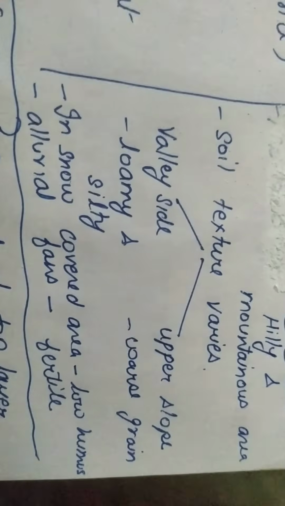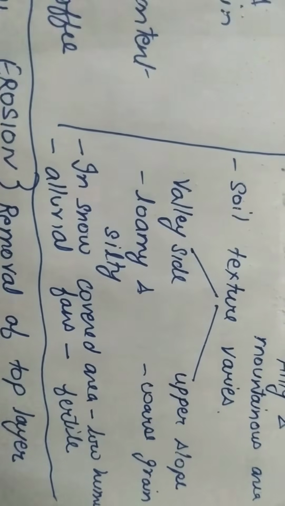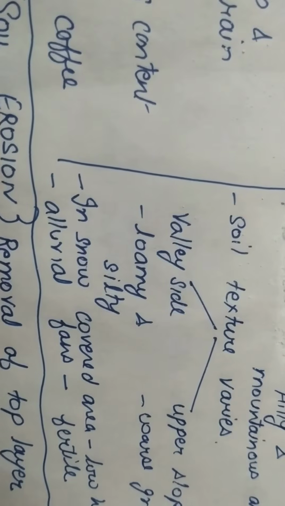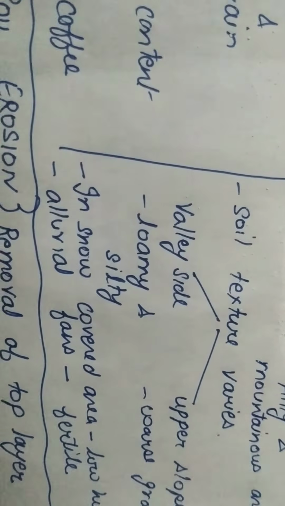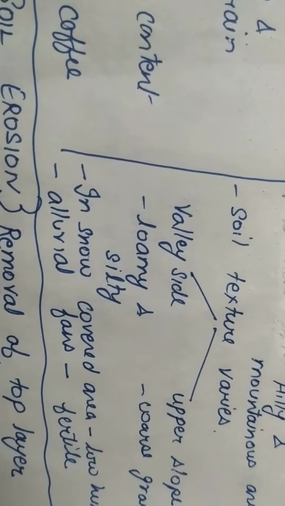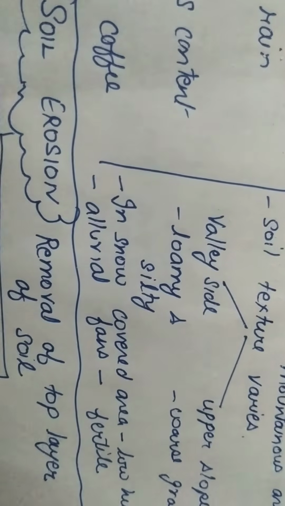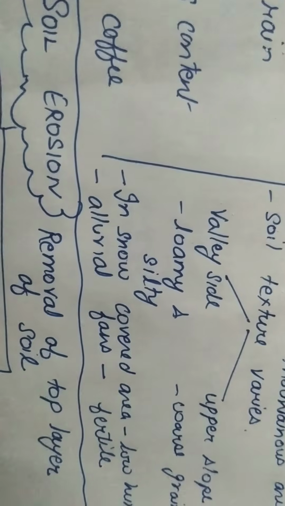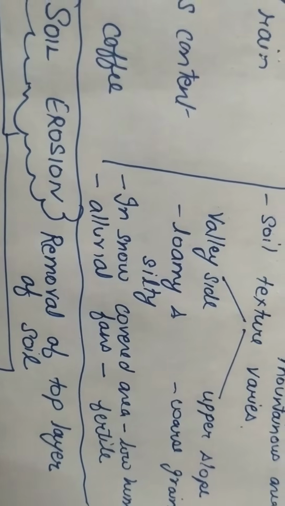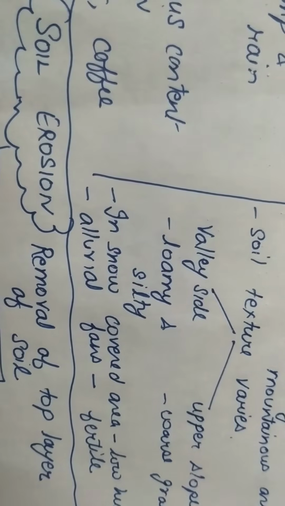Next is the forest soil, which is found in hilly and mountainous areas. Here the soil texture varies. In the valley side we can see the loamy and silty soil, at the lower place there we can see silt. And on the upper slope we can see coarse grain. Then in snow covered areas there is low humus, where snow remains always, and the lower alluvial fans are very fertile.